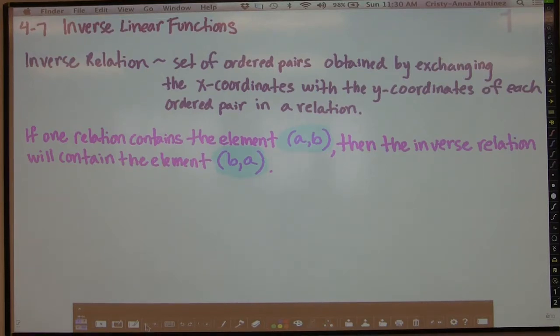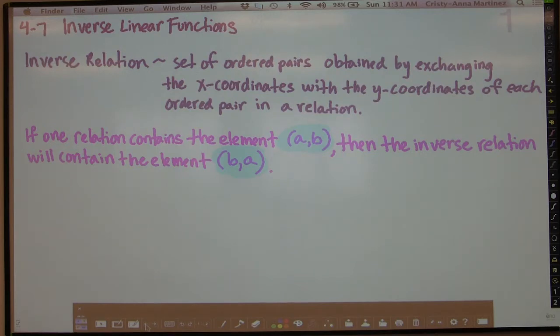Hi there, this is an Algebra 1 video. It is Chapter 4, Section 7. It is the last section of the chapter. And so, not to scare anyone or anything, but just so that you're aware. This lesson is over inverse linear functions.